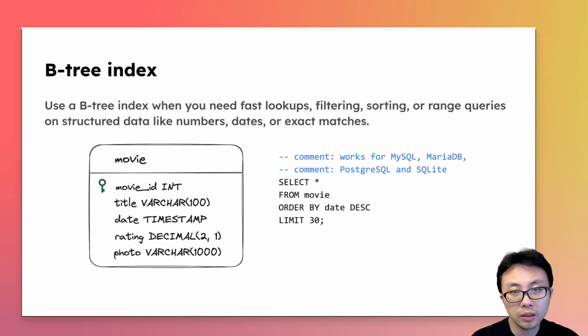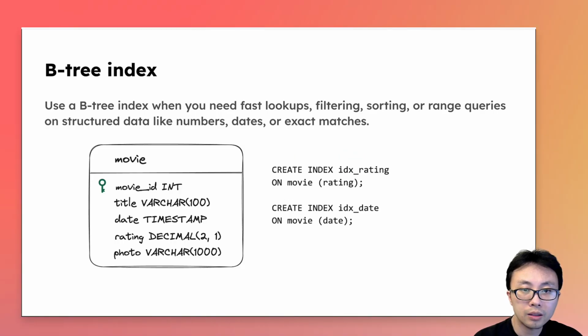Similarly, if you are the database admin of this database and notice that sorting is performed frequently on the date column, it's natural for users to sort movies by release dates so that they can check out the latest movies. Since date is not a primary key either, you need to create an index on it to speed up the corresponding sorting task. You can do it in the same manner as you create the index on the rating column.